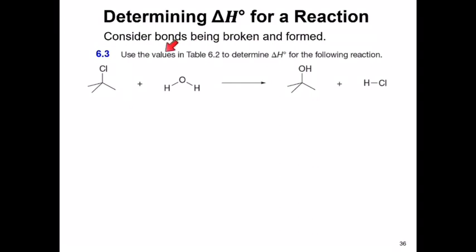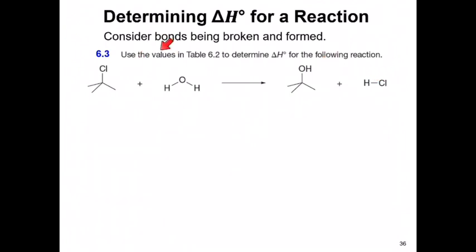So here's an example. We have a chemical reaction between tert-butyl chloride and water to form tert-butyl alcohol and hydrochloric acid. The first thing we want to do is consider the bonds that are being broken and being formed. In tert-butyl chloride, the carbon-chlorine bond is being broken, and the carbon to oxygen bond is being formed. Over here in water, the hydrogen to oxygen bond is being broken, and the hydrogen to chlorine bond is being formed.